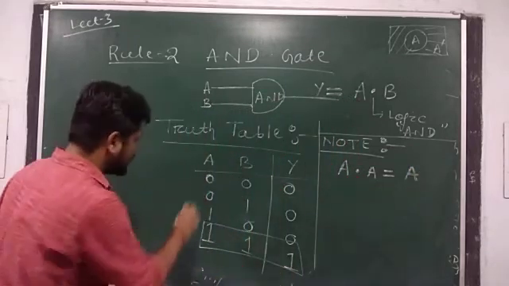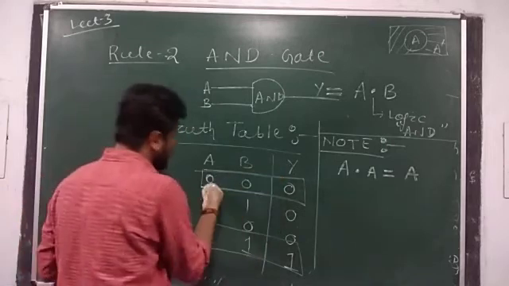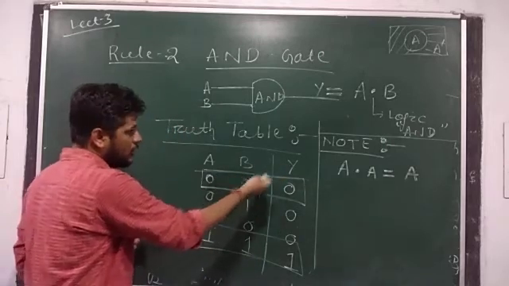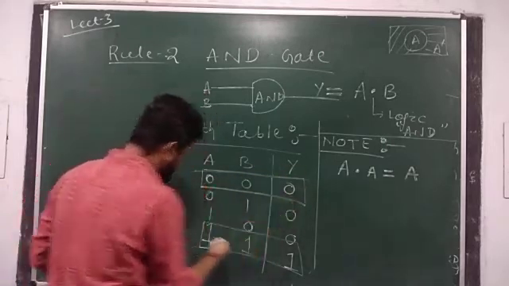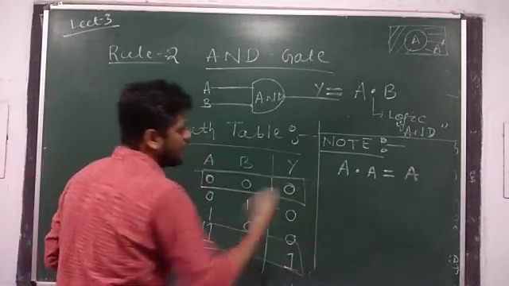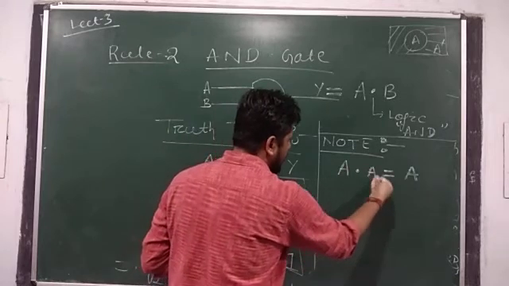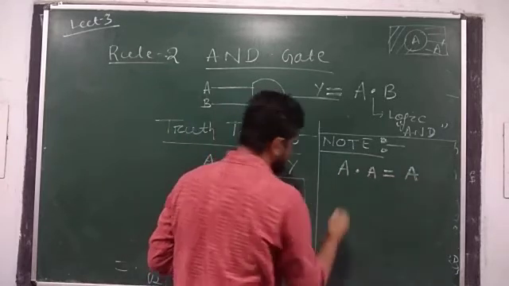Here we can observe this. If both the inputs, that is A and B, both are 0, output will be at logic 0. If both the inputs are 1, output will be at logic 1. Similarly, in terms of variable, A and A will produce you A.